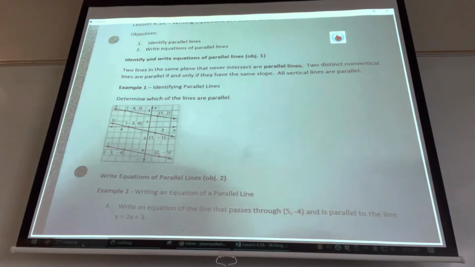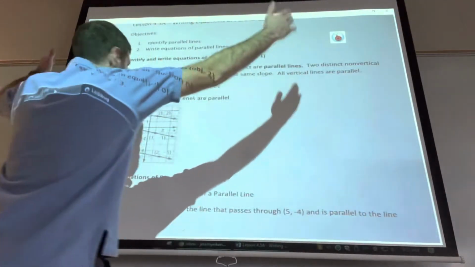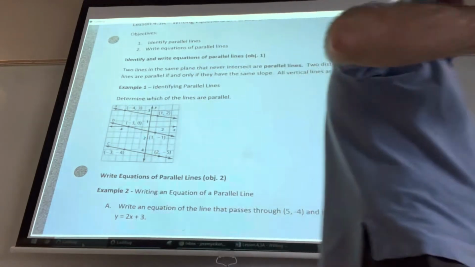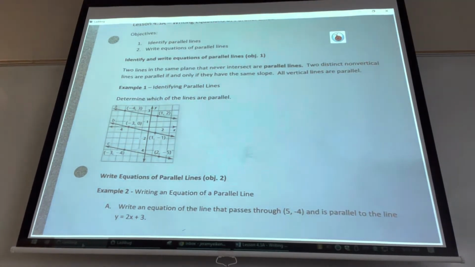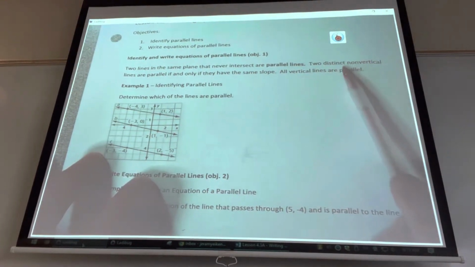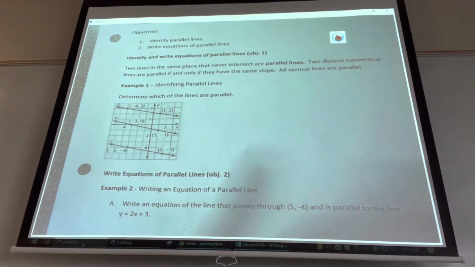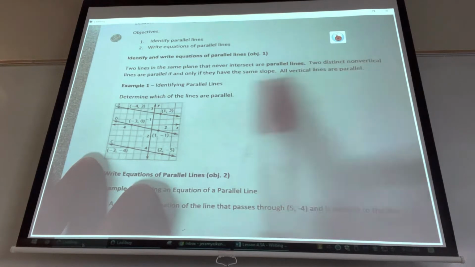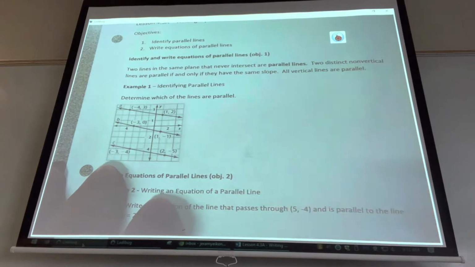So like the sides of the screen, if you could think of those as lines, those would be parallel, right? You guys with me on that? They're in the same plane and they never intersect. Well, they got kind of this very wordy definition in here. Two distinct non-vertical lines are parallel if and only if they have the same slope. So I don't really think we need anything that elaborate as far as the definition. And then they also say all vertical lines are parallel.